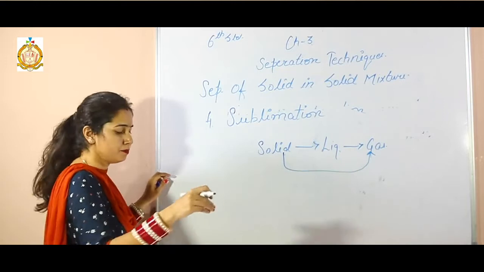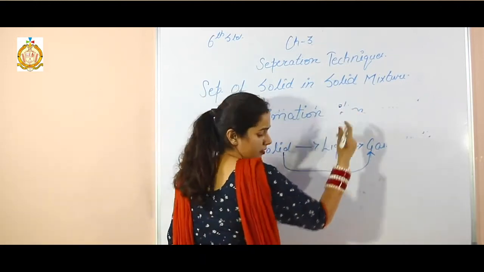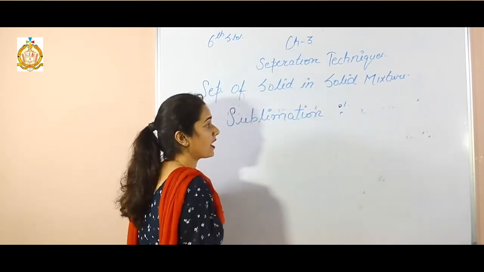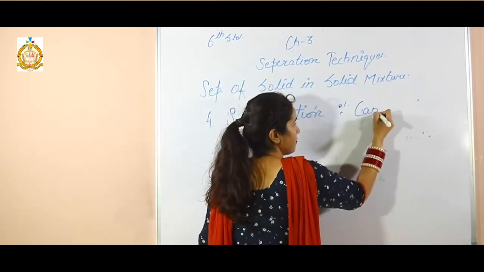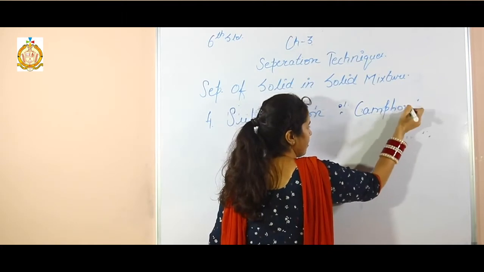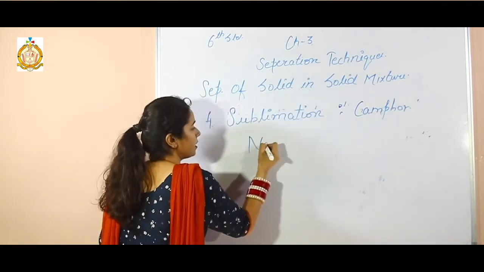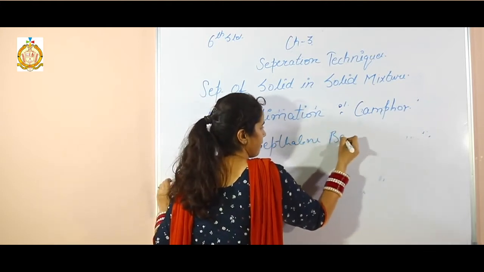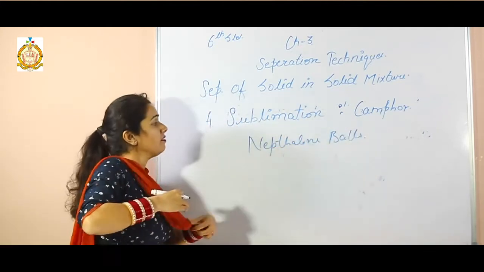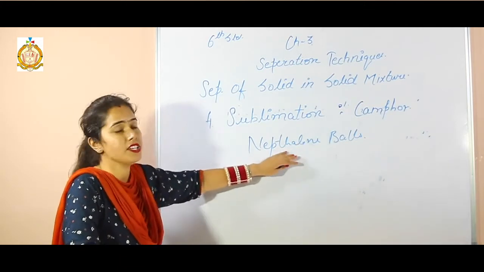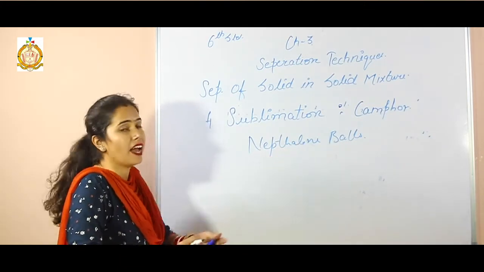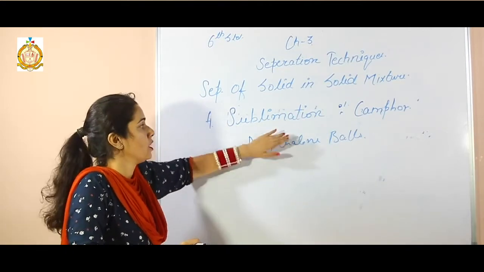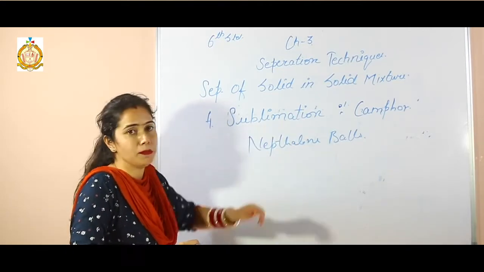For example, camphor or naphthalene balls. When we heat these, they directly change into gaseous form, and we can easily change the gaseous form back into solid. So it is the process of sublimation.